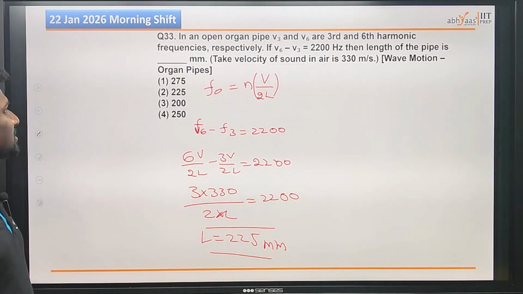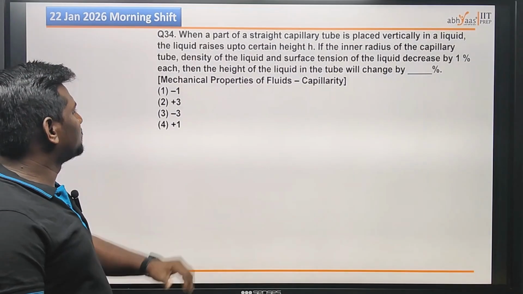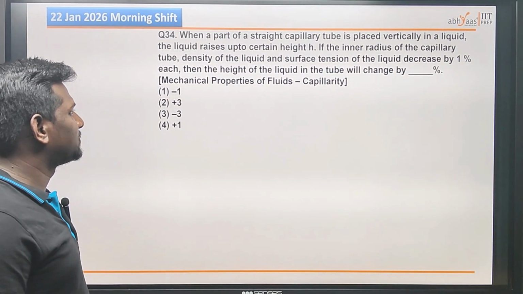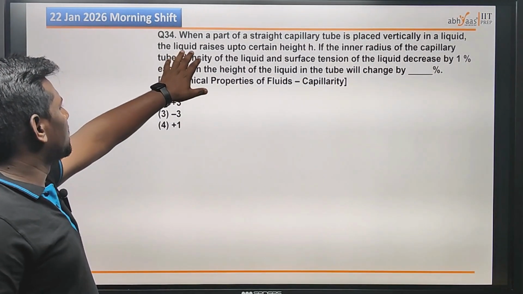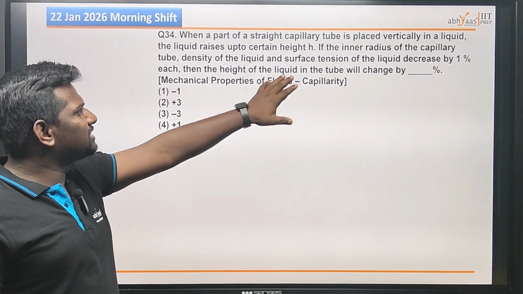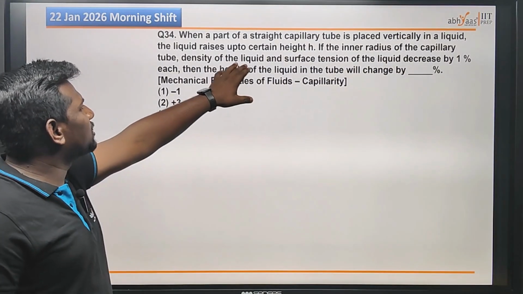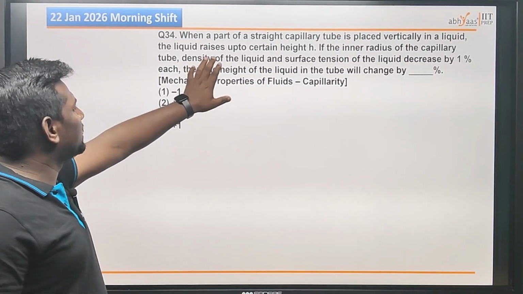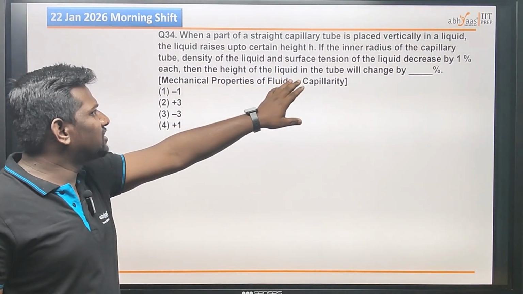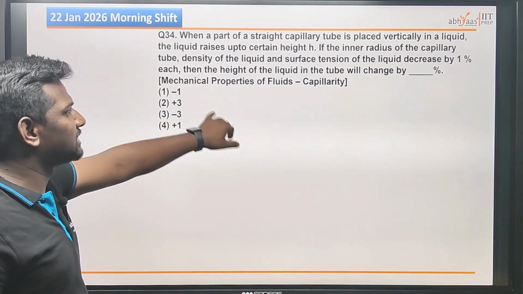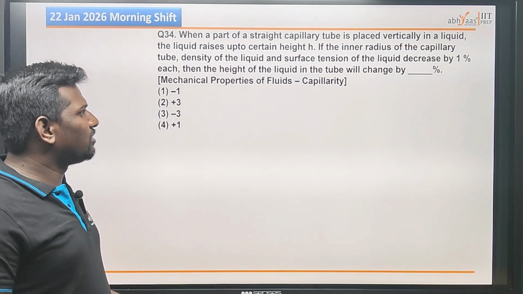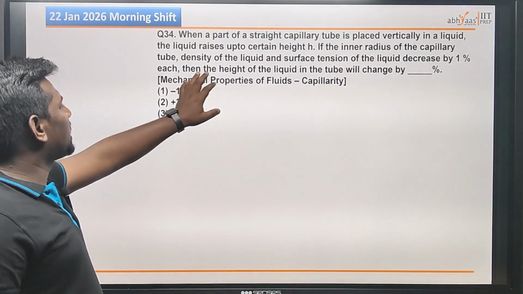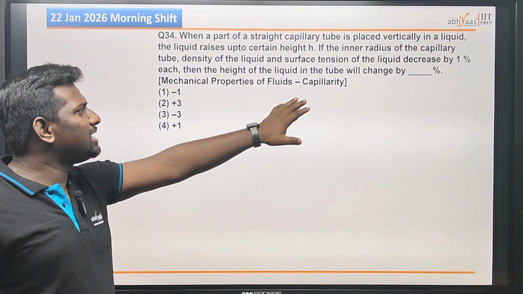225 millimeters. So question number 34, which is from mechanical properties of fluids, based on capillarity. What is the question here? When a straight capillary tube is placed vertically in a liquid, the liquid rises up to a certain height h. If the inner radius of the capillary tube, the density of the liquid and the surface tension of the liquid are decreased by 1% each, so you have to take the negative sign, then the height of the liquid in the tube will be changed by.